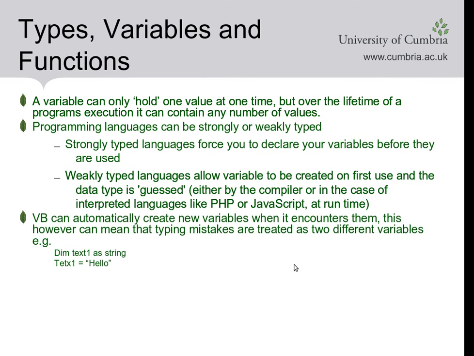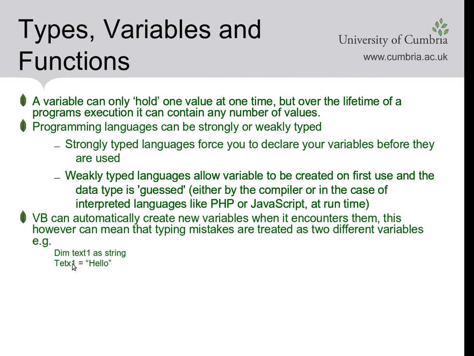So Visual Basic can be used in the same way as a weakly typed scripting language, but it can mean that simple typing mistakes are often treated as two different variables. In this bit of code, the first line dimensions a variable called text1 of type string, and then presumably the programmer in the following line was going to assign the value hello in quotes, a string literal, to this variable.